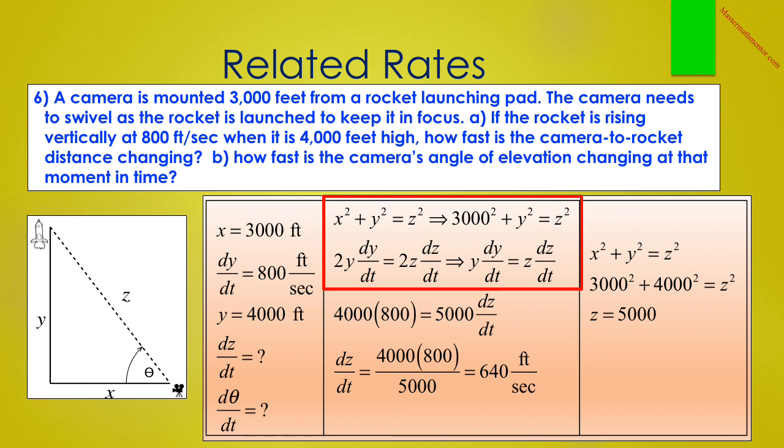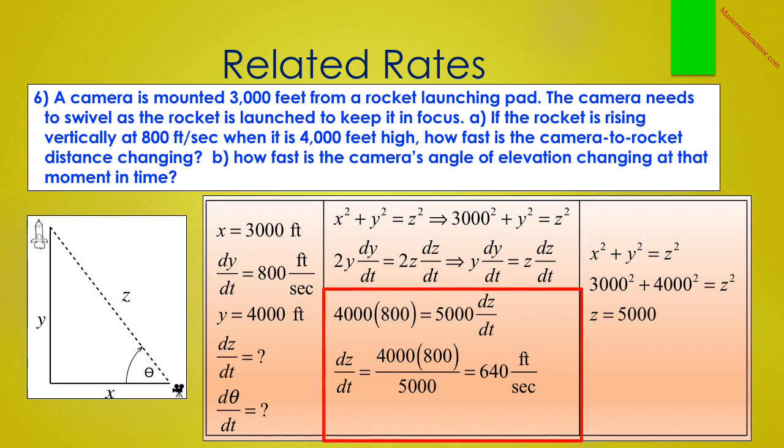We are interested in finding dz/dt, which means we better know everything else. We know y, we know dy/dt, but we don't know z. So we switch over to our secondary equation to find z. We use the Pythagorean theorem again and get x squared plus y squared equals z squared. Now plugging in, we get 3,000 squared plus 4,000 squared equals z squared, and that makes z equal to 5,000.